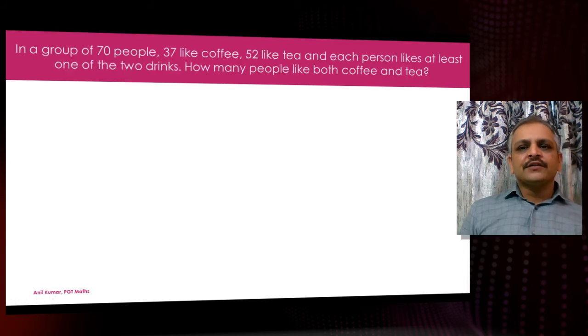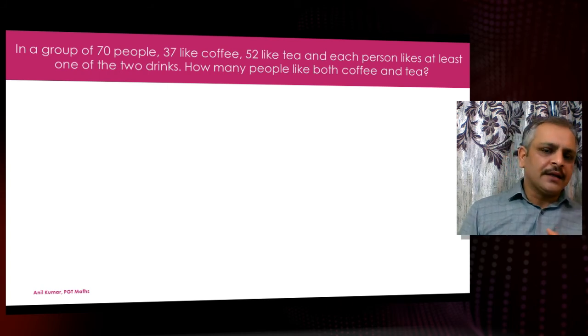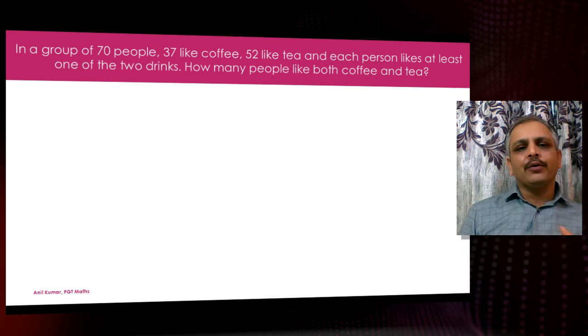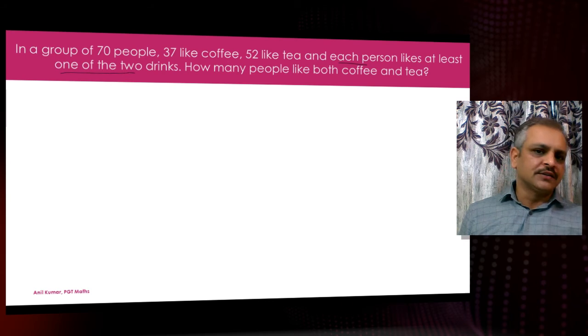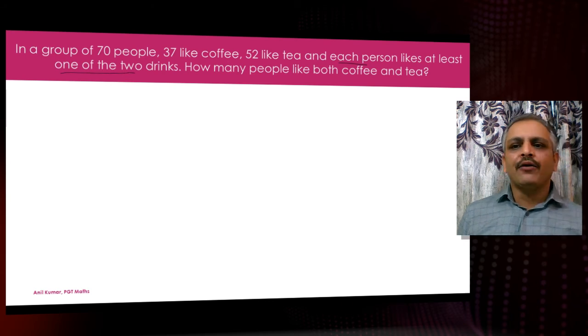So in a group of 70 people, 37 like coffee. 52 like tea and each person likes at least one of the drinks. So that means out of 70 people, everybody is either liking tea or coffee or both. There are three possibilities. Either they like coffee or tea or both. Because it says that each person likes at least one of the two drinks. So how many people like coffee and tea?